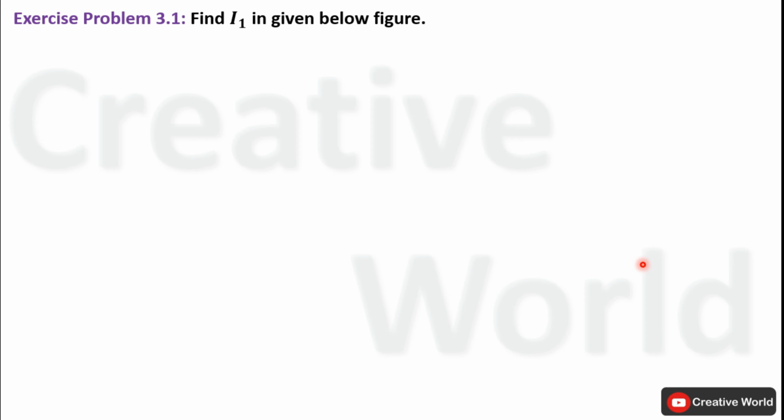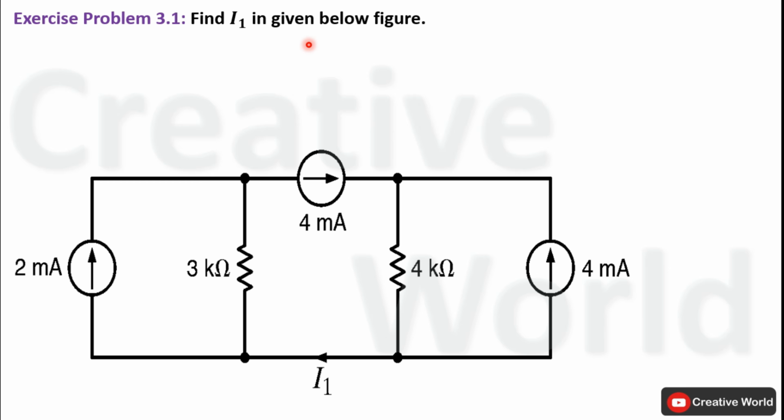Exercise problem number 3.1. Find the value of current I1 in the given below figure. This is the circuit diagram of the given problem. Inside this network, we have to find the value of current through this branch labeled as I1. So without wasting time, let's proceed towards the solution.